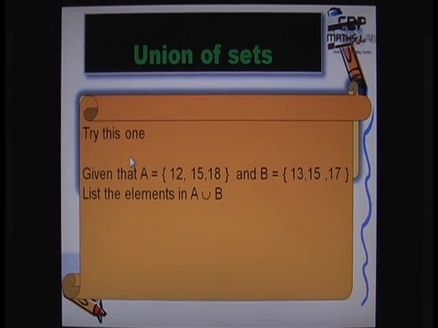Try this one. Given that A is equal to 12, 15, and 18, and set B is equal to 13, 15, and 17, list the elements in A union B. Pause the video and try this one.